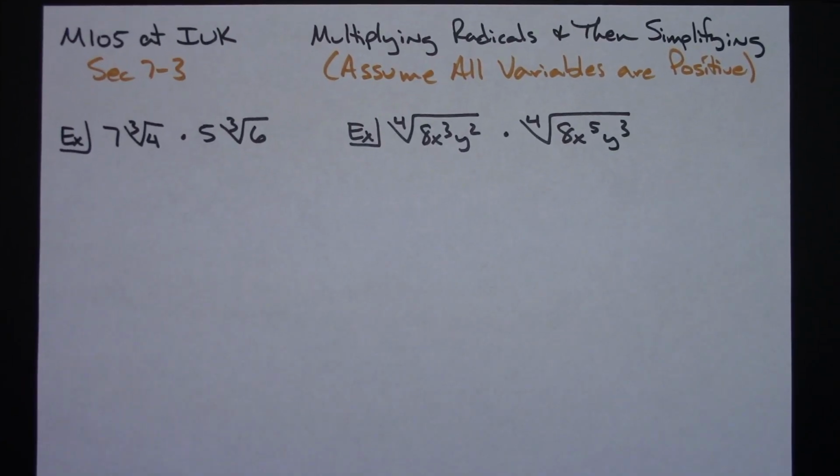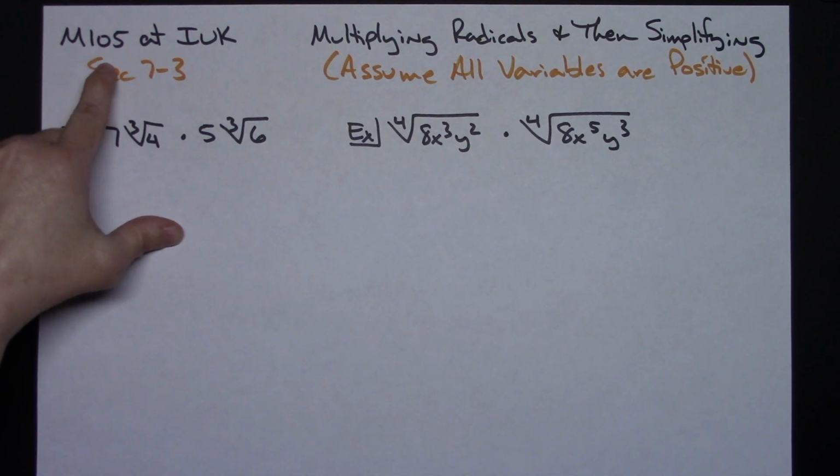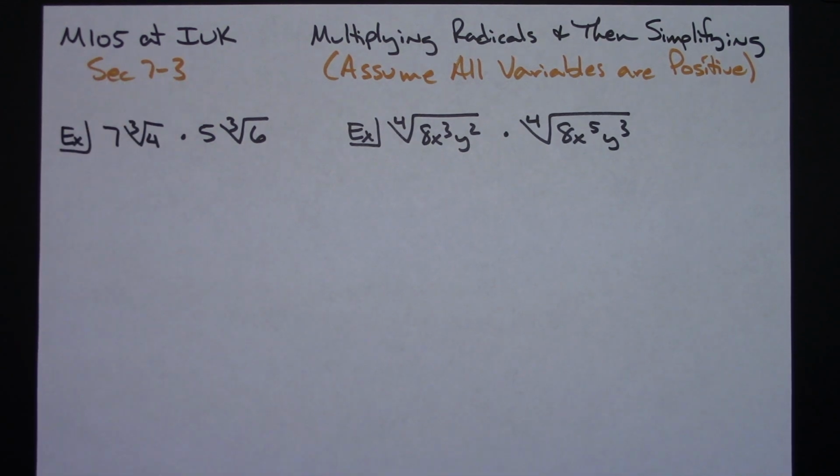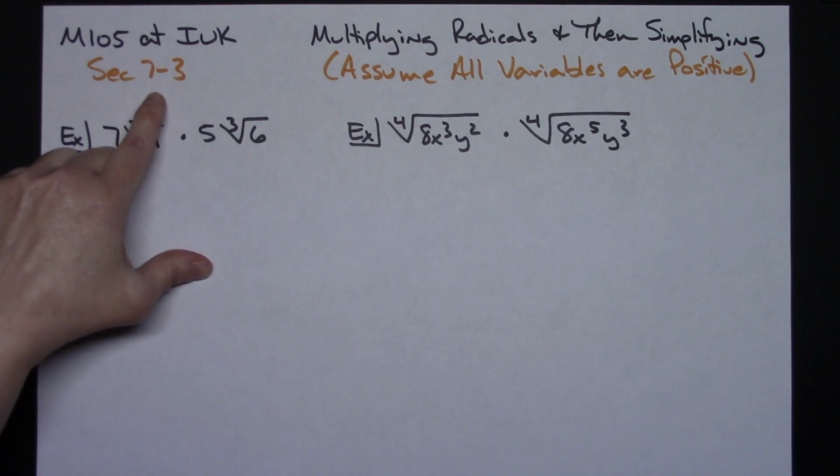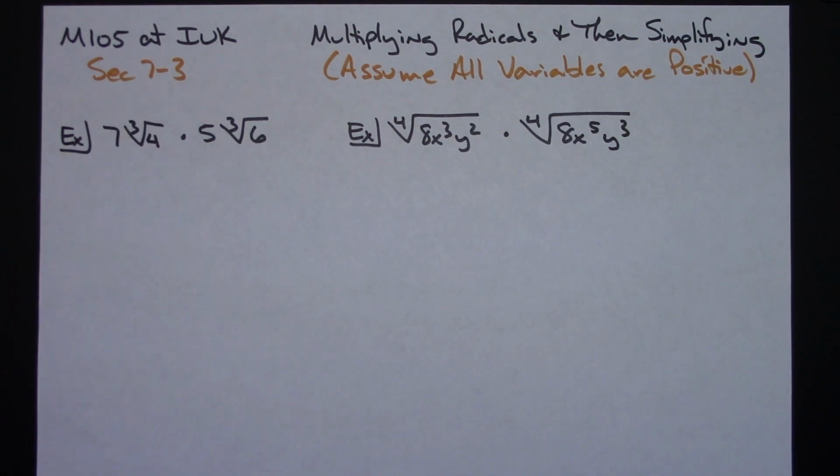In this video, I'm going to be specifically making it for my M105 class at IUK. These topics and two examples that I'm going to do here are dealing with things that are in section 7-3. This is going to be two examples of multiplying radicals and then simplifying your answer after you are done. And we are going to assume that all variables are positive, so we're not going to have to mess with any absolute values.